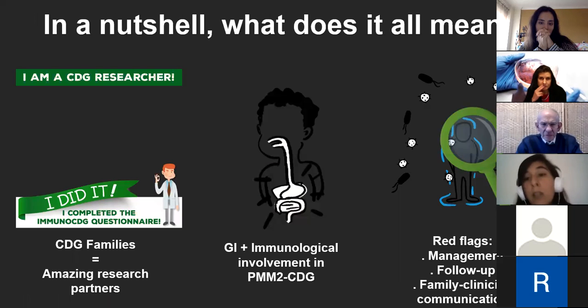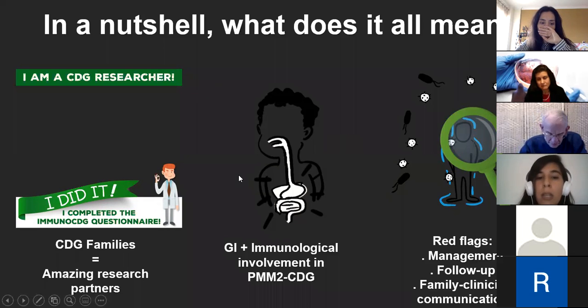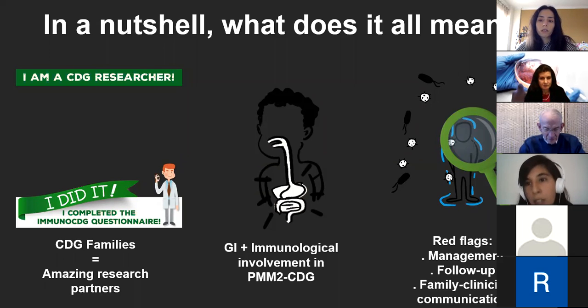So to conclude our results, our first great finding was really that CDG families are amazing research partners, highly committed, and that with their knowledge and their input, we could not only confirm data that was already published in the medical literature, but they helped us discover novel aspects related to immunological involvement in CDG. Perhaps the most relevant is the possible interplay that our study suggested between the gastrointestinal tract and the immune system in PMM2-CDG. Of course, now this warrants further investigation.